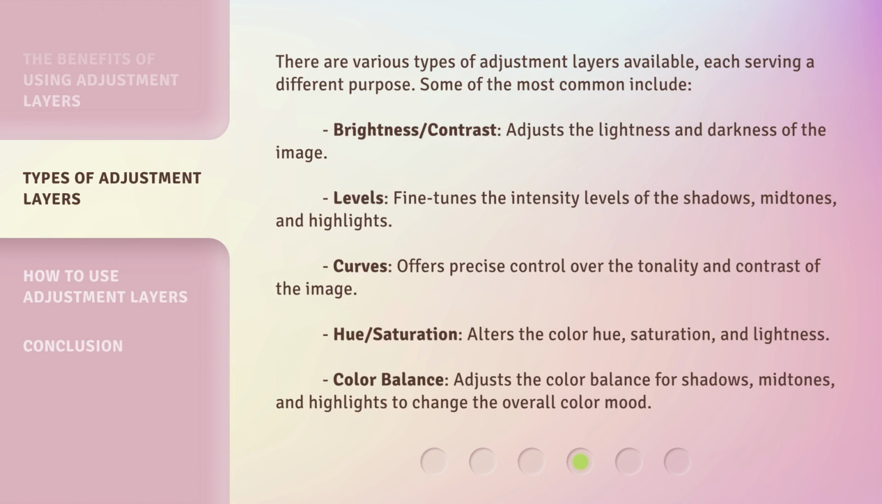There are various types of adjustment layers available, each serving a different purpose. Some of the most common include brightness, contrast, which adjusts the lightness and darkness of the image. Levels, which fine-tunes the intensity levels of the shadows, midtones, and highlights. Curves, which offers precise control over the tonality and contrast of the image. Hue, saturation, which alters the color hue, saturation, and lightness. Color balance, which adjusts the color balance for shadows, midtones, and highlights to change the overall color mood.